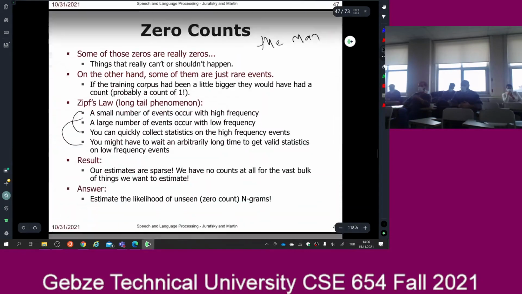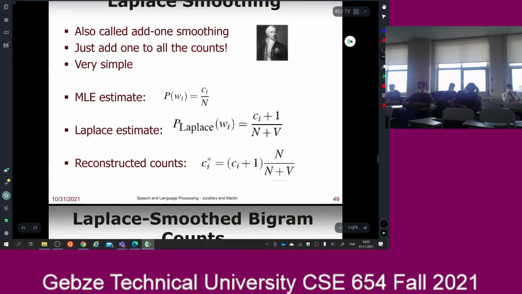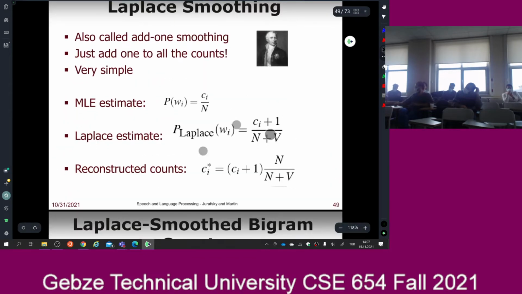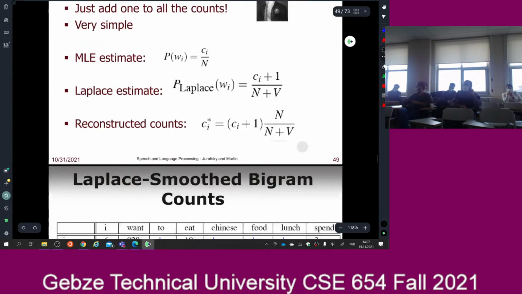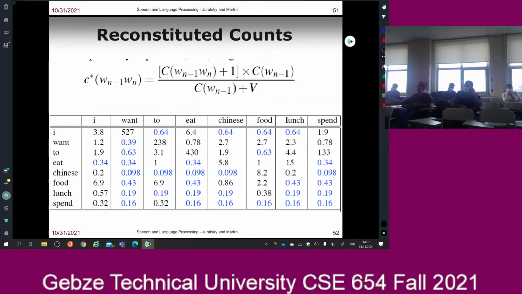It's called add one smoothing. It tries to address this problem by adding 1 to all the counts. After that, the probability numbers change and your counts change too. Okay, as always, this is how the counts change. But the thing is this.